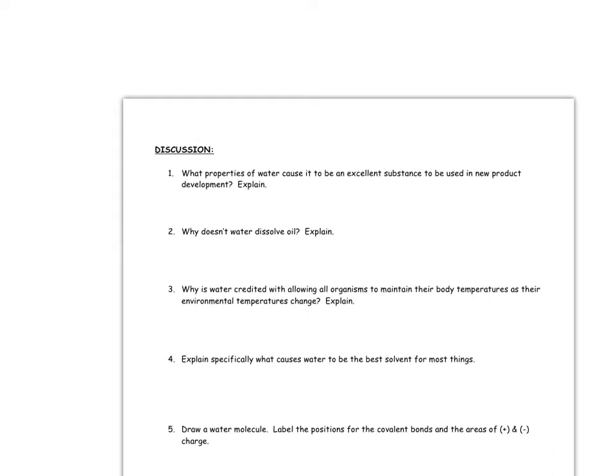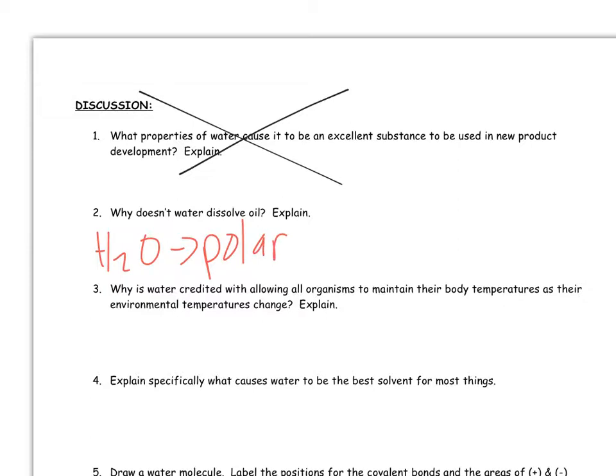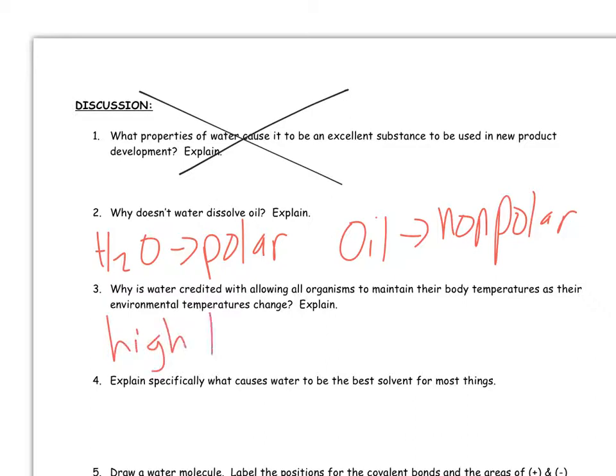All right, so it says, what properties of water cause it to be an excellent substance? Why doesn't water dissolve oil? Water's polar. Oil is non-polar. Why is water credited with allowing organisms to maintain their body temperature? That goes back to high heat capacity.